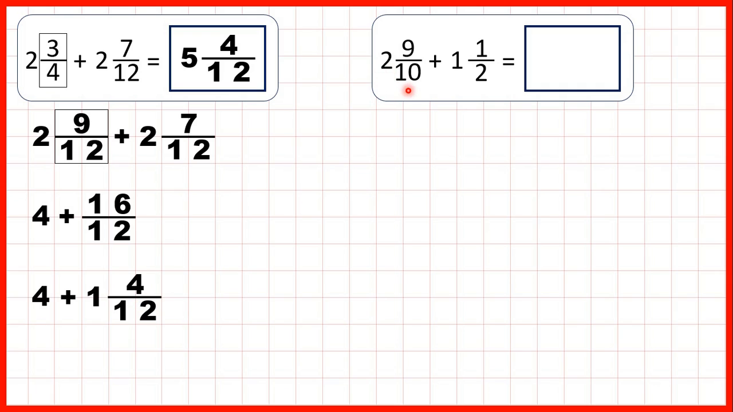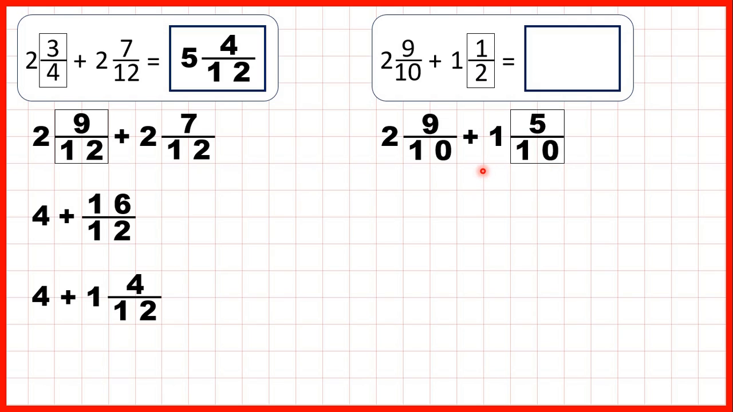Now we have 2 9/10 plus 1 1/2. So to add fractions, we need the denominators to be the same, so we can rewrite our question as 2 9/10 plus 1 5/10. That's the same as 1/2 because 2 times 5 is 10 and 1 times 5 is 5. So when we're adding mixed numbers, we start by seeing if we can add our fractions. The denominator stays the same, and 9 plus 5 is 14.